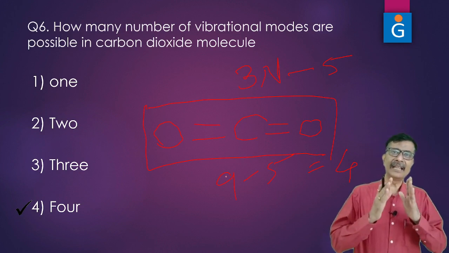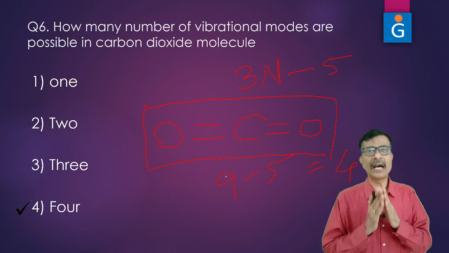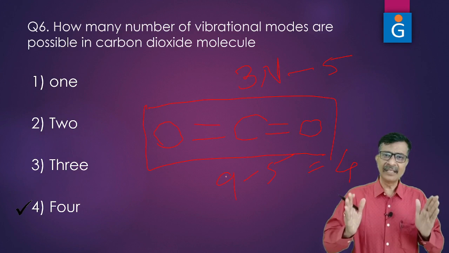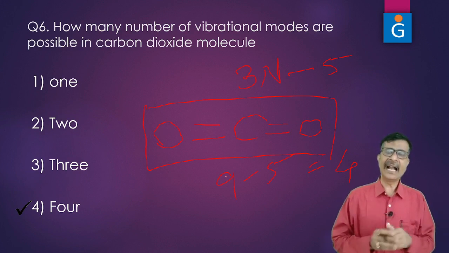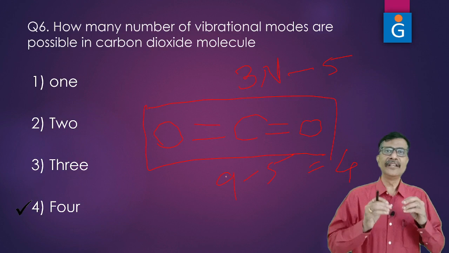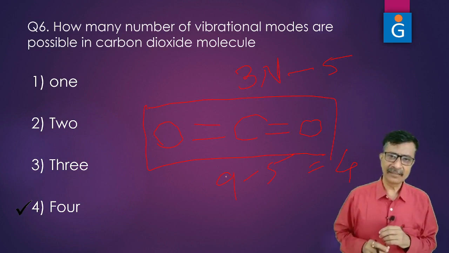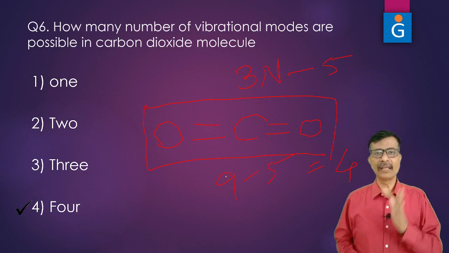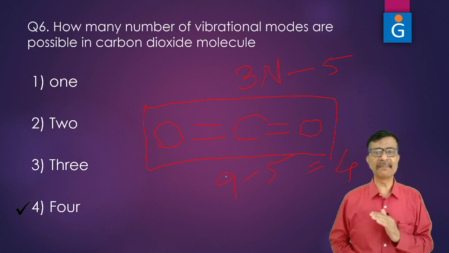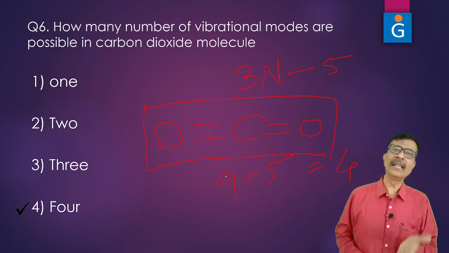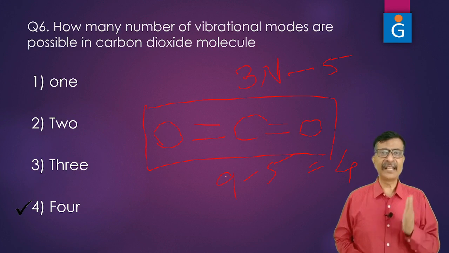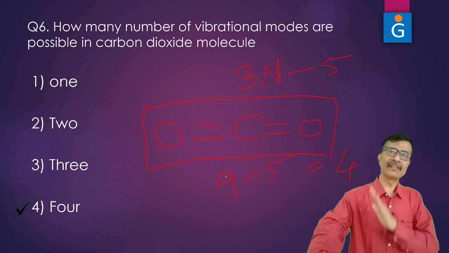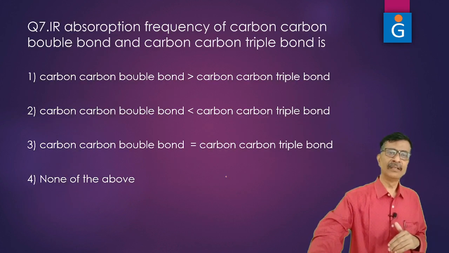Likewise, the number of vibrational modes is decided by whether your molecule is linear or non-linear and the number of atoms involved in that particular molecule. And as I told, for linear molecule, the number of vibrational modes is given by 3n minus 5, and for non-linear, it is given by 3n minus 6. So this is the basis for calculation of vibrational modes in the molecule.